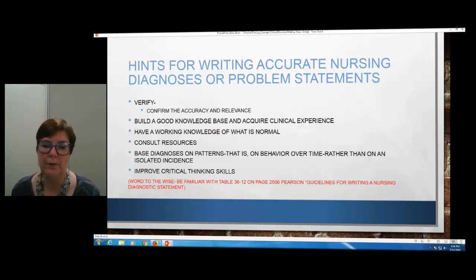There's all kinds of wonderful tables and boxes in this chapter in your book. So a word to the wise, you need to be familiar with the table on page 2506 in the third edition of Pearson, the guidelines for writing a nursing diagnostic statement. In your textbook, there's lots of wonderful examples to maybe help clarify this, and I would hope that you had read the chapter before you listened to this PowerPoint or to this presentation. Otherwise, you're going to be extremely confused.